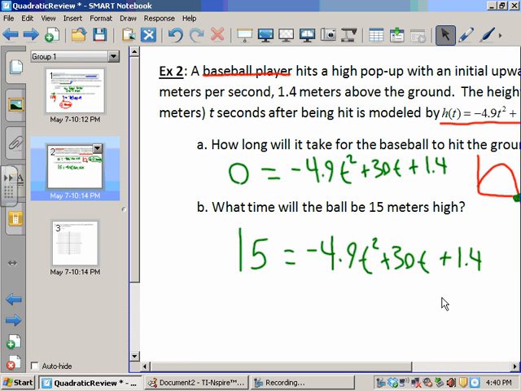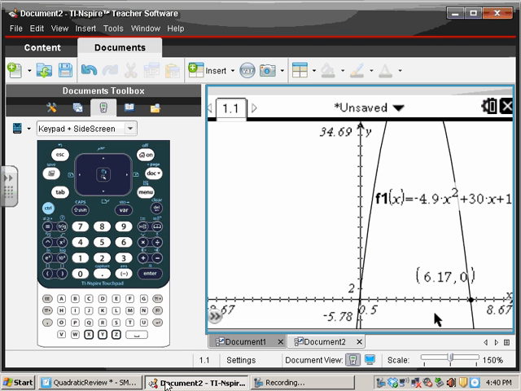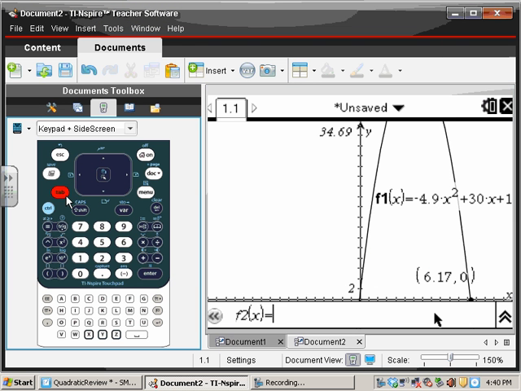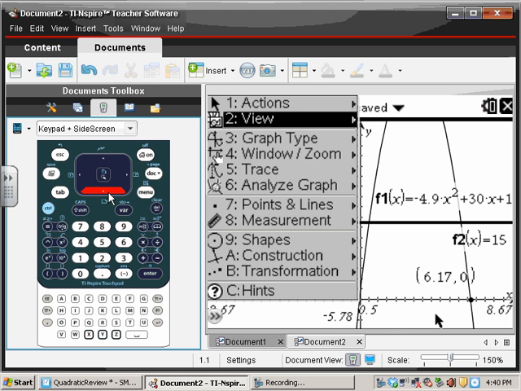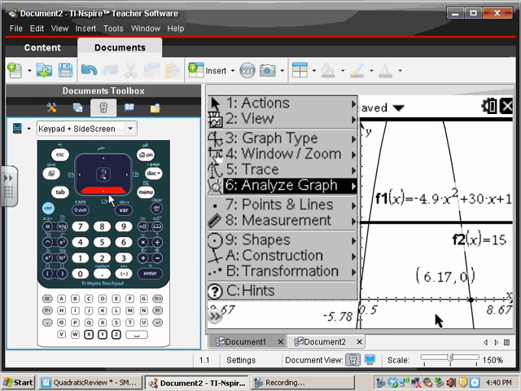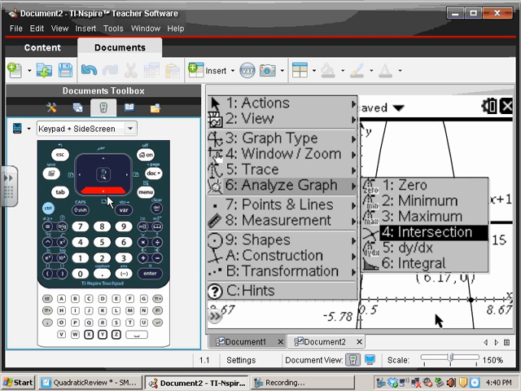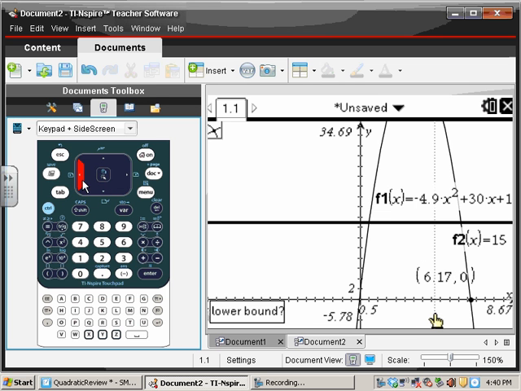Okay, so I graph it. I've already got a graph. Now I need to go into f2 of x, graph 15. Now I need to find both intersections, so menu, analyze graph. Hopefully you're getting the hang of this by now so I can go a bit faster. Intersection. Lower bound. I'm going to find the left one first, the left intersection. So left of that intersection, and then right of it.